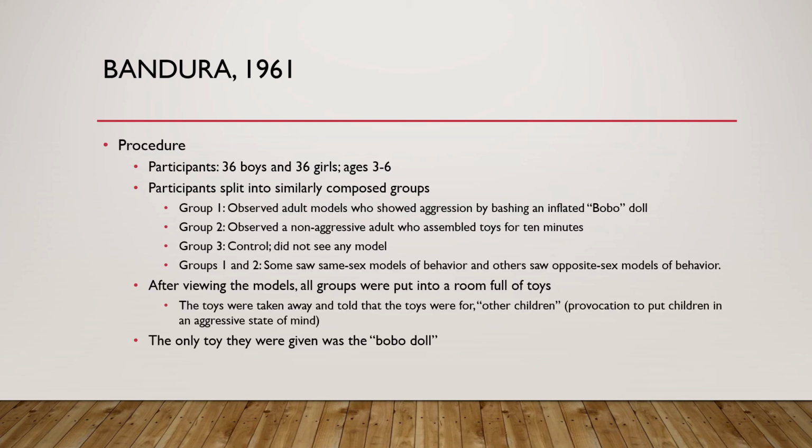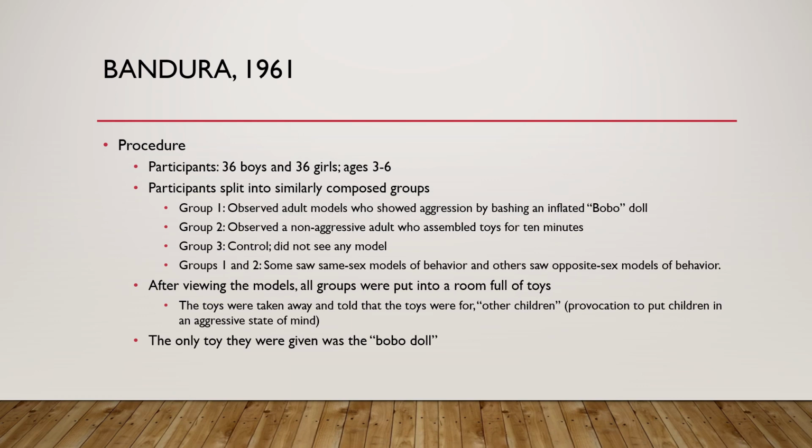So they took 36 boys and 36 girls, ages 3 to 6, and they split them into similarly composed groups. So group 1 observed adult models who showed aggression by bashing an inflated Bobo doll. Group 2 observed a non-aggressive adult who assembled toys. Group 3 did not see any model. And group 1 and 2, some saw same-sex models of behavior, some saw other sex models of behavior. So in some groups, boys saw a male model. In some groups, girls saw female models. And then in some groups, boys saw female models, girls saw male models. Right?